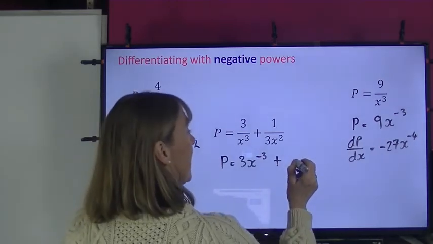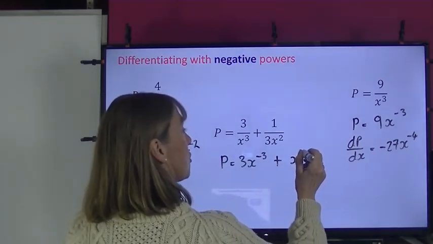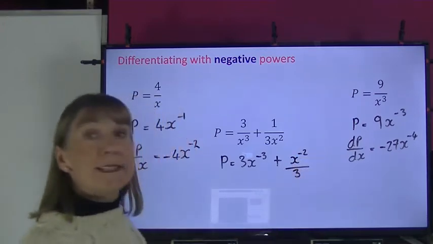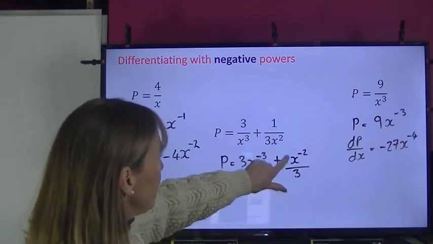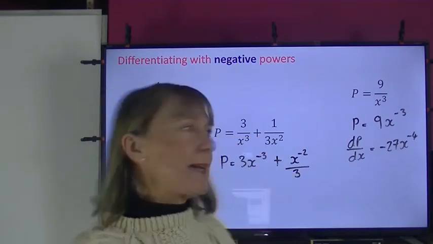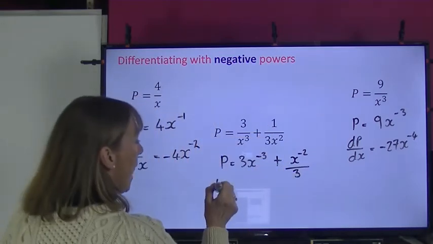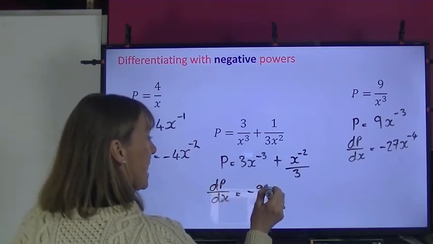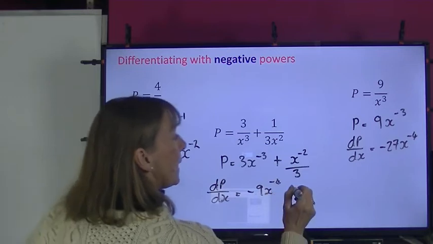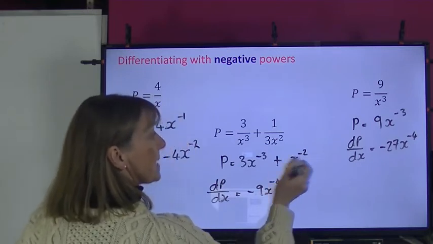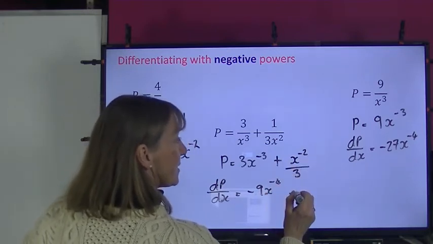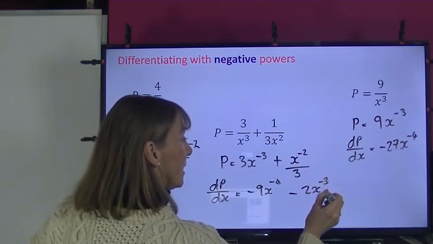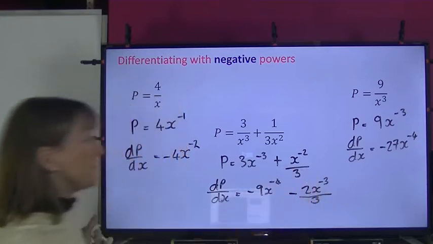So it stays there. I bring the x squared up and make it x to the minus 2. The 3 stays there, and it was only 1, so there's a sort of 1 in there next to the x. And now I can differentiate. So minus 9x to the minus 4. This is going to come negative now because it's going to be minus. So minus 2x to the minus 3 over 3.